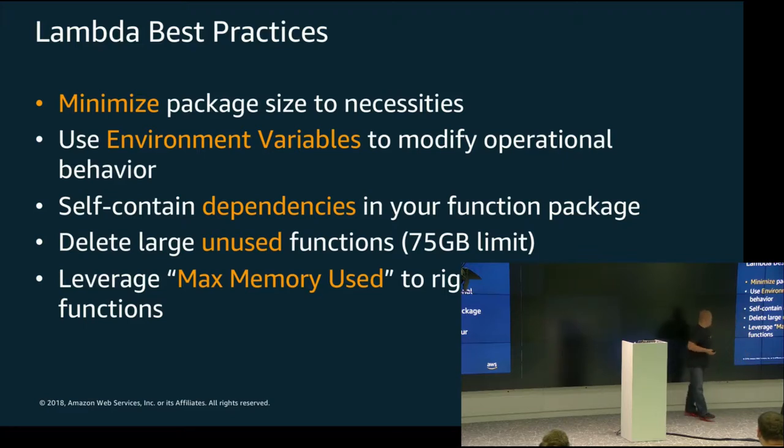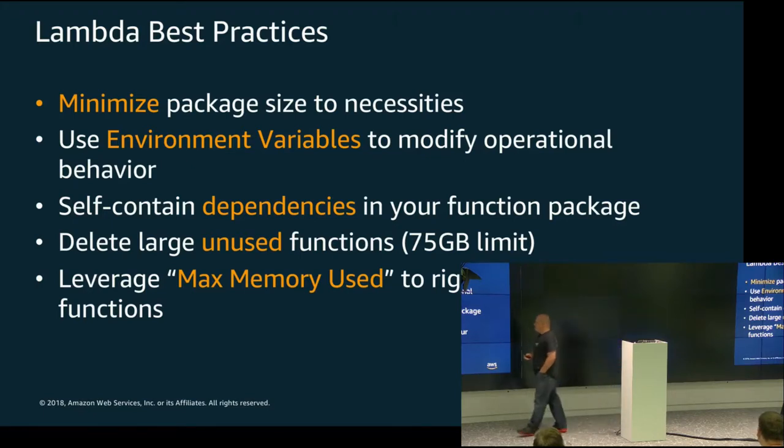Delete large unused functions. There is a 75 gig limit per account per region. So if you have plenty of functions that total the 75 gig limit, you will not be able to create an AWS Lambda function. Not sure if this limit is hard or soft. If we can increase it, I would need to check the documentation, but just keep that in mind, not to go over that if possible.